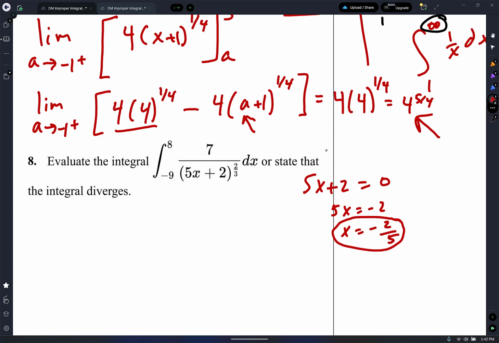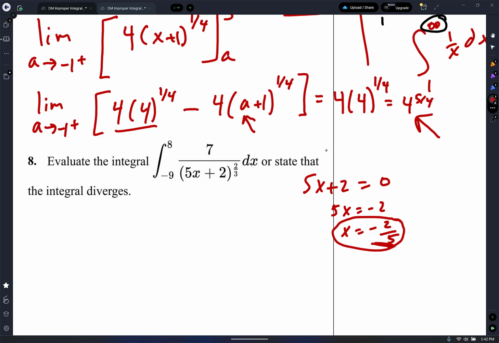They're all in the domain except for -2/5. It's a vertical asymptote. It's undefined, like there's a gap where the expression is going. I know the difference between a hole and a vertical asymptote. If I had a factor in the top that canceled out, then it would have been a hole.